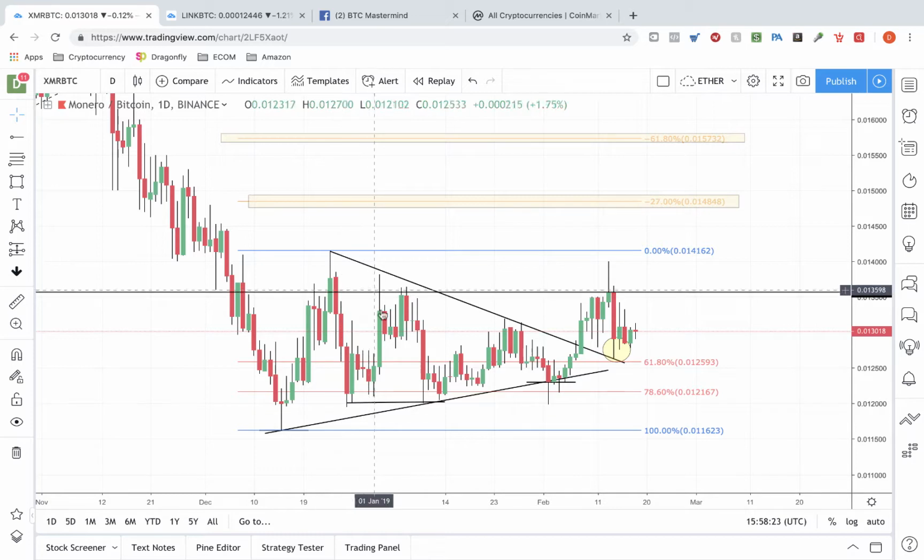So this breakout here of Monero, perfect retest of not only the trend line that is broken, but the 61.8, which is the next major level. We're seeing a nice consolidation here and a big spike up to hit these levels.